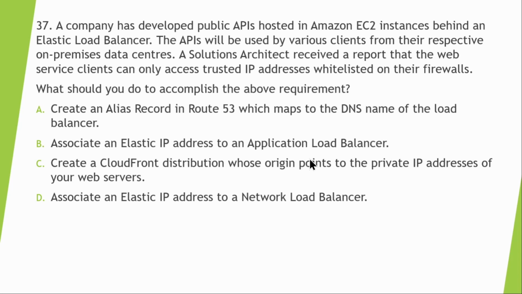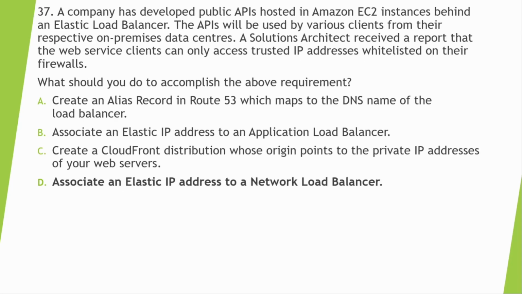Okay, so that's incorrect. Create a CloudFront distribution whose origin points to the private IP addresses of your web servers. Now, this is incorrect because web service clients can only access trusted IP addresses. So the fastest way is to attach the elastic IP address. So EIP to network load balancer. Make this a key point. Trusted IP address whitelisted. You see these four words? Definitely it is EIP and network load balancer, NLB. EIP, NLB. Remember this.